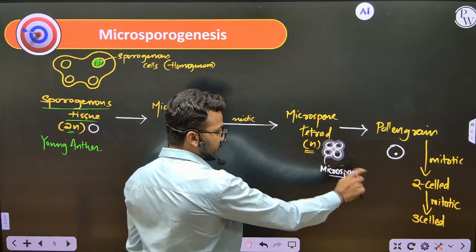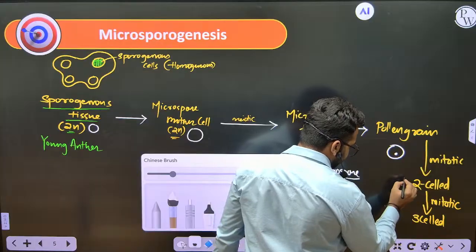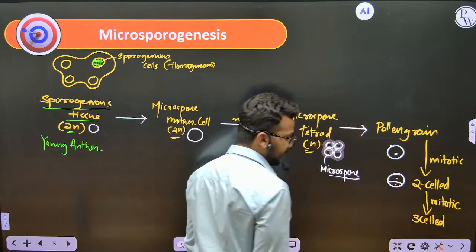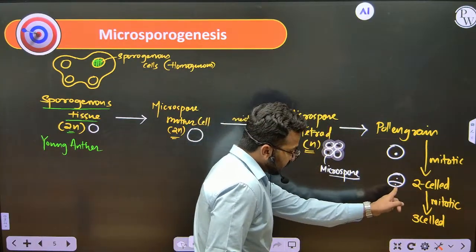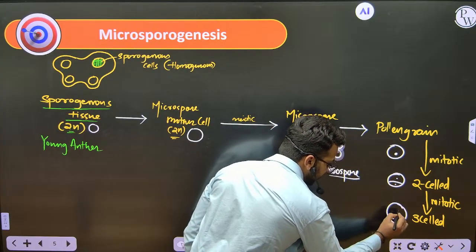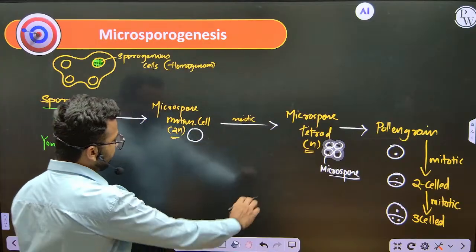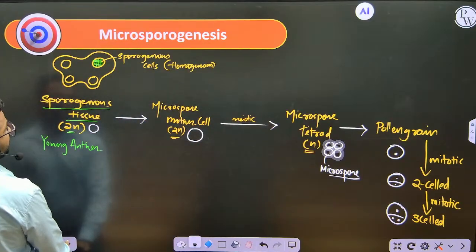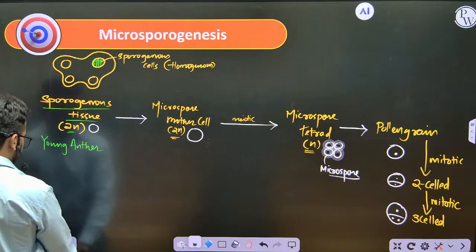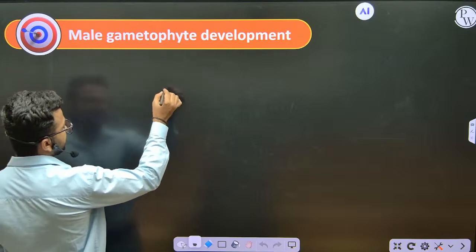Why not 4, why 3? Because the two celled stage is nothing but it forms two cells here, and only the lower cell will be undergoing mitotic division to form the three cell stage. That is the microsporogenesis and microgametogenesis also seen. The male gametophyte was also discussed in the last session.